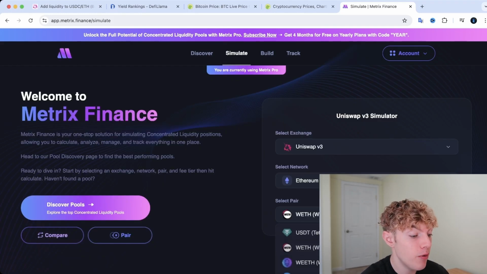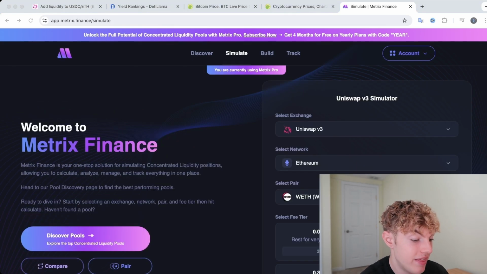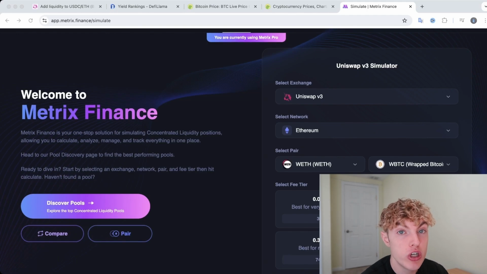But now I want to talk about Ethereum to Wrapped Bitcoin. Now, Ethereum to Wrapped Bitcoin is probably not going to have a crazy high return. It's probably not going to have the almost 200% return we just saw on that past pool, but it is going to be more of a blue chip pool because both Wrapped Ethereum and Wrapped Bitcoin are correlated, and this would be more equivalent to hodling Wrapped Ethereum and Wrapped Bitcoin.